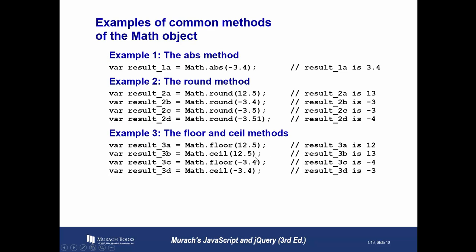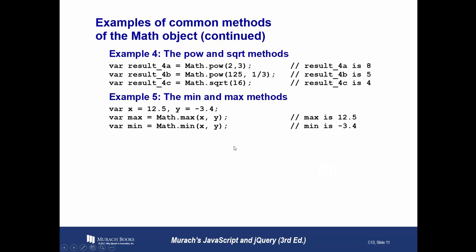Notice Math.floor always rounds down. Math.ceil, I don't know if that one's right. Oh, ceiling, yeah, rounds up. Floor rounds down. When you're working with negative numbers, floor will give you -4. That's the next lowest negative number. Ceiling is the next highest negative number. So sometimes the results are a little bit maybe different than what you'd expect.